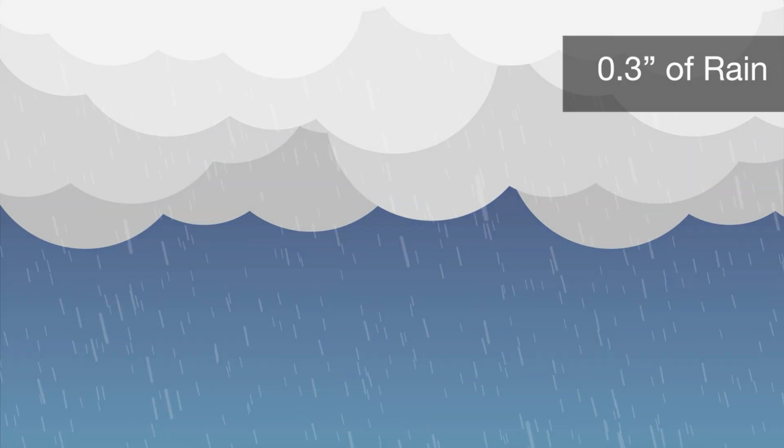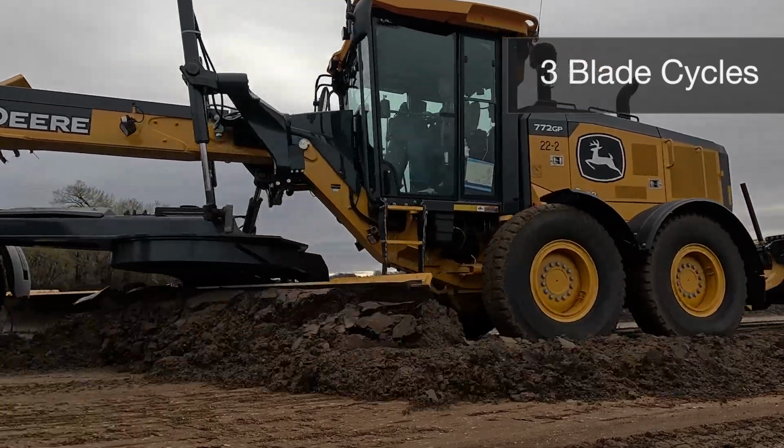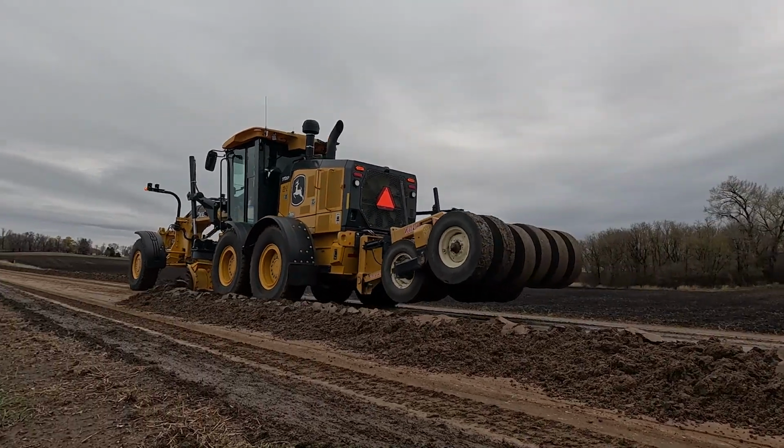Nicollet County's rule of threes. The first one is 3/10 of rain. That's the perfect amount of moisture for blading. The second one is 3 blade cycles. It takes 3 blade cycles to completely level the new gravel and the rejuvenated gravel.